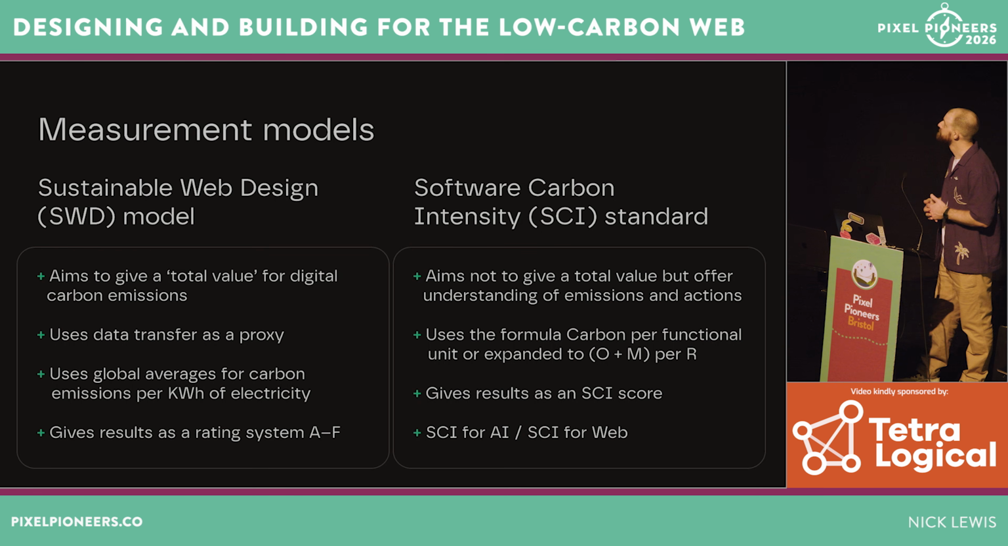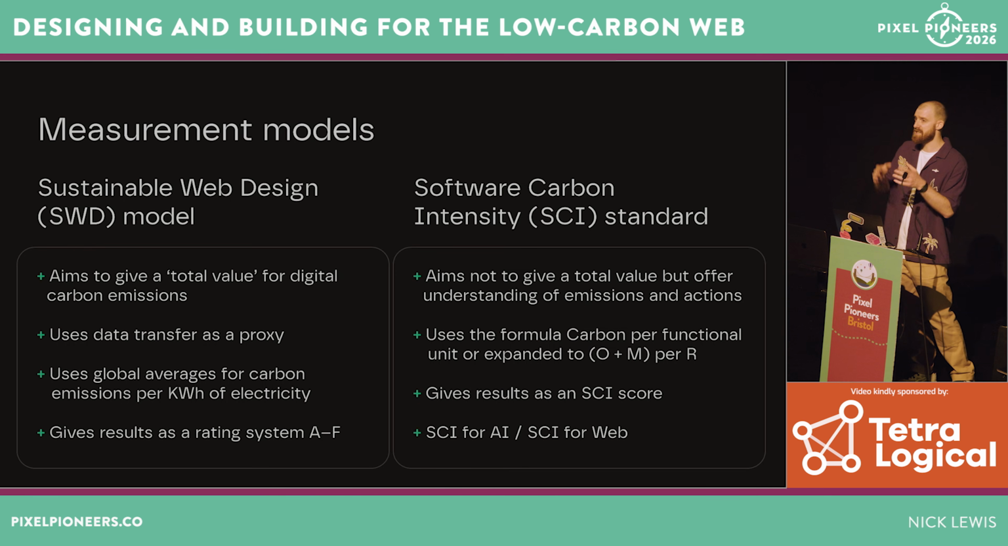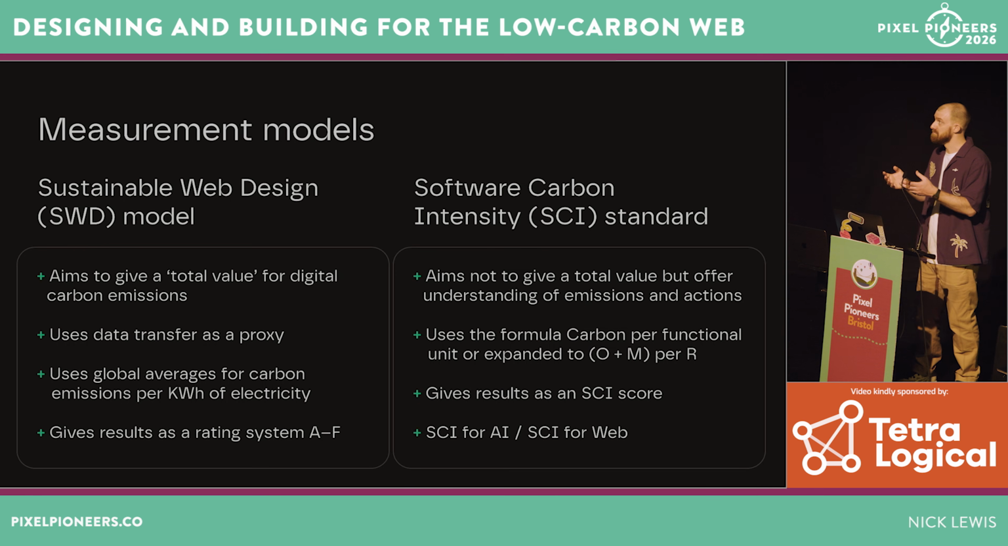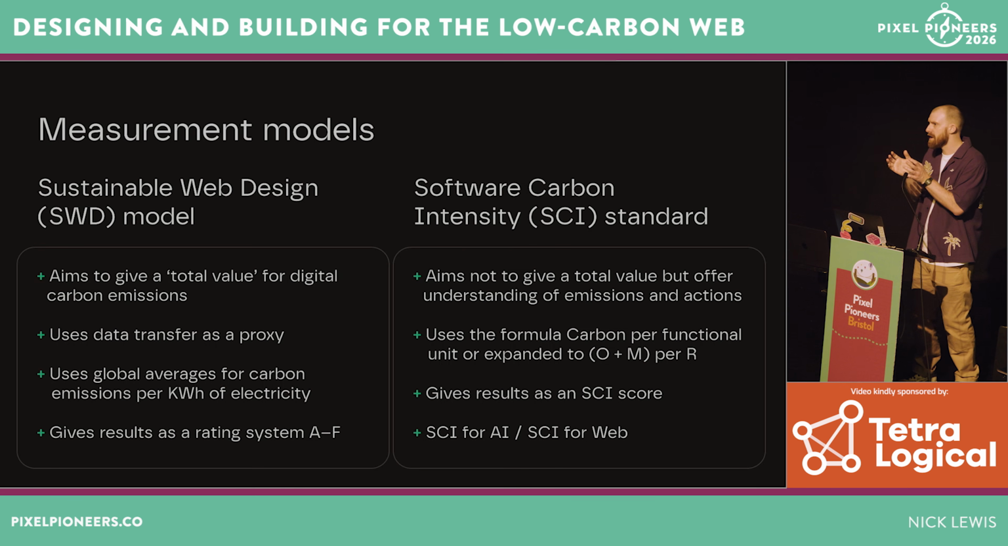Operational emissions, that's the O. Embodied emissions in your devices, and then R being the functional unit. Now, a functional unit can be anything you want it to be. It could be a singular page view. It could be one transaction to a payment API and returning data, for example. So you can track these things at a really minute scale if you need and want to. And out of that, you get an SCI score.